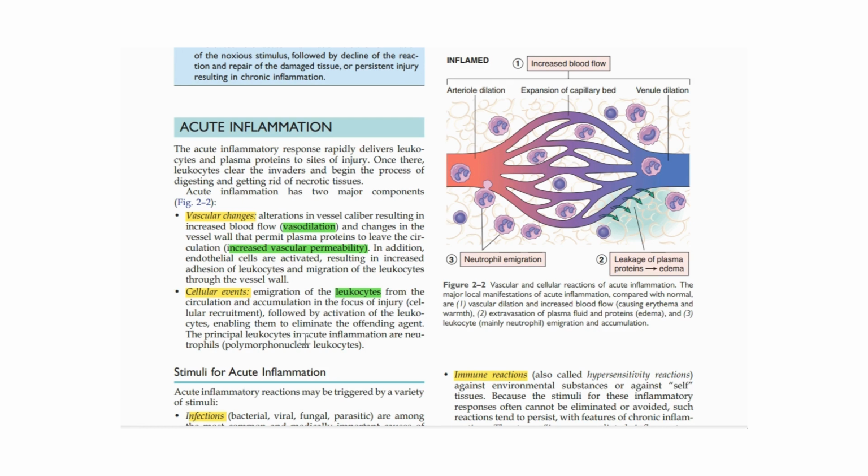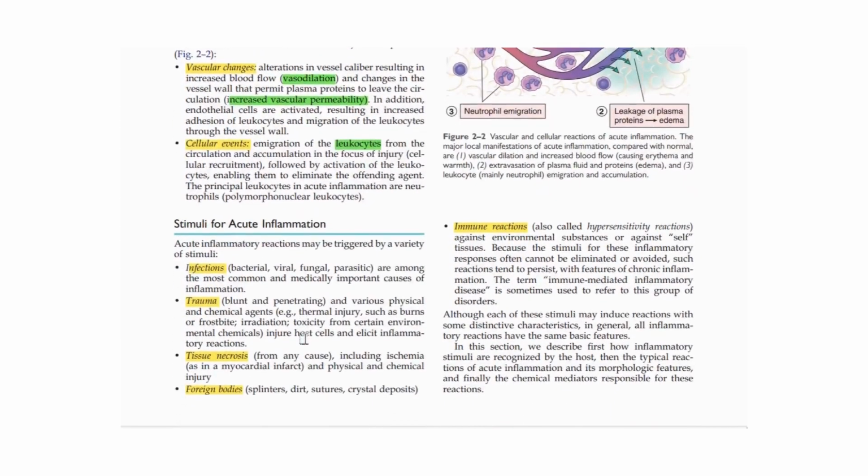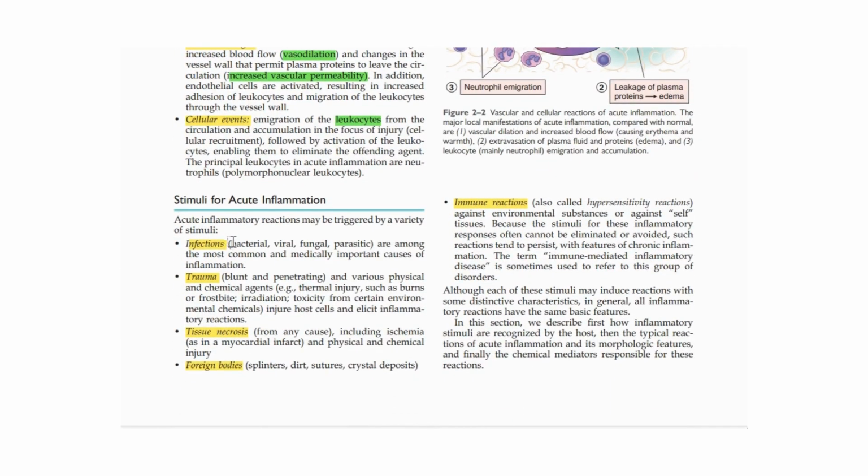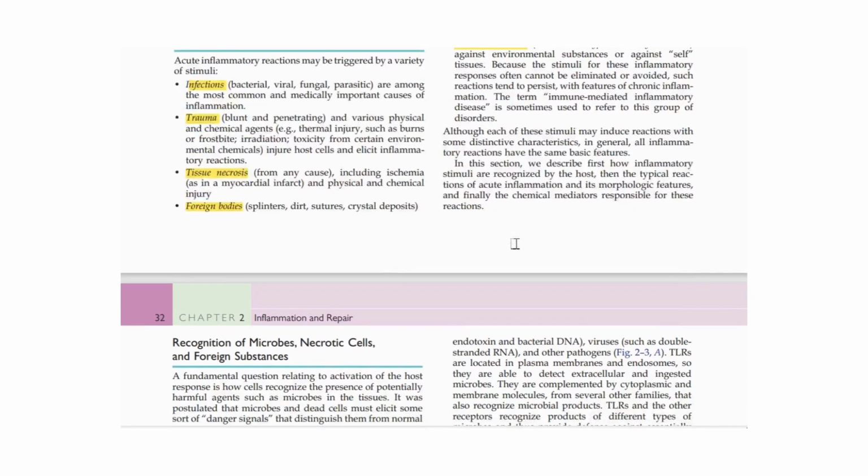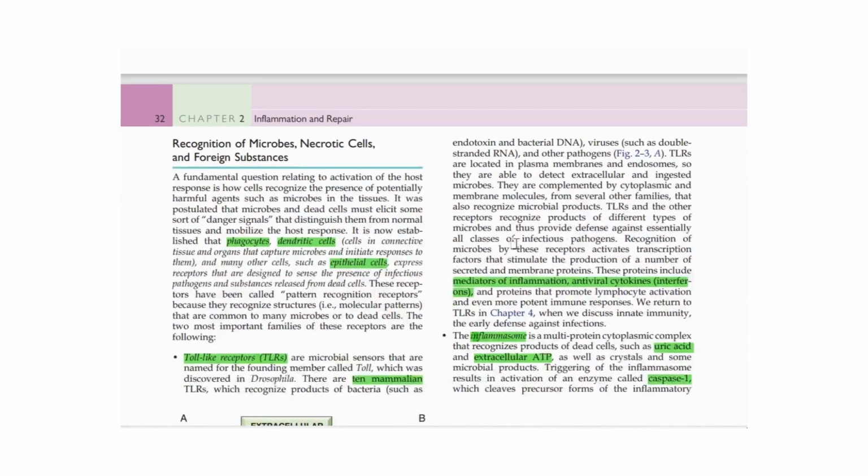pathogens are present. Now we will discuss the stimuli of acute inflammation. The stimuli are the same as for inflammation in general: infection, trauma, tissue necrosis, foreign bodies, and immune reactions. Here we have the main topic, the first step of the inflammatory reaction, that is recognition of the microbes, necrotic cells, and foreign bodies.